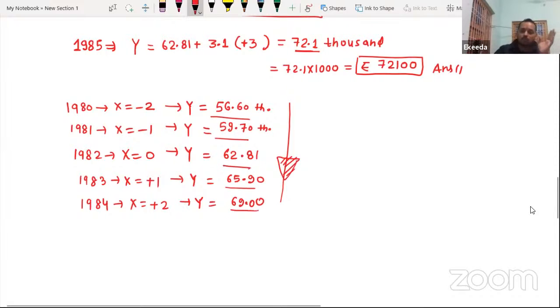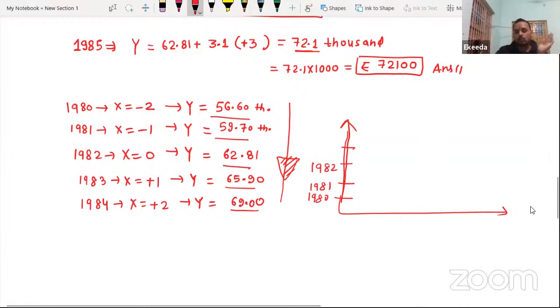So in this method the forecaster establishes the relationship. So you can also plot the graph. Here you can take the year: this is 1980, this is 1981, this is 1982, 1983, this is 1984. Here you can take the sales data, sales in rupees. So the actual sales is given.